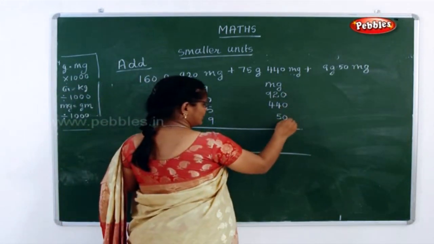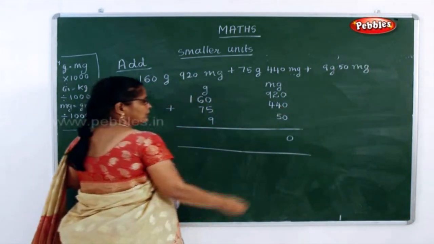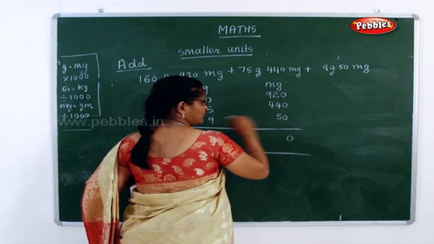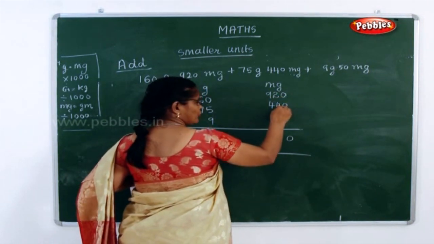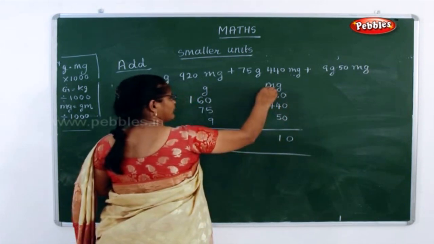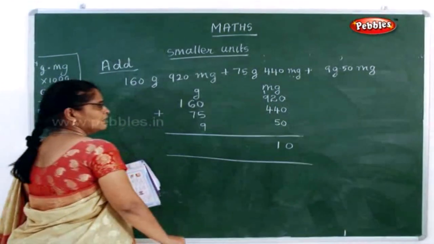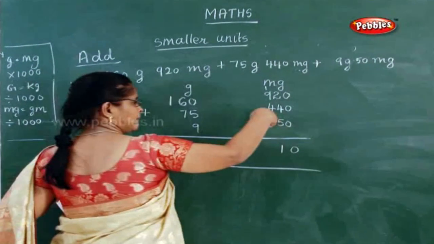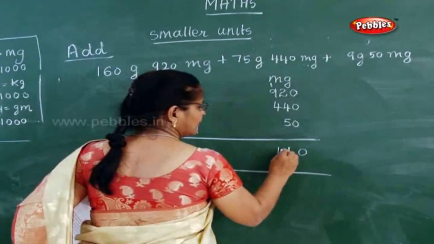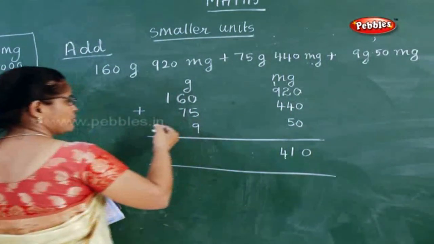0 plus 0 plus 0 is how much? It is 0. Now what is 2 plus 4? 6. 6 plus 5 is 11. Now you have to put 1 here. Now what is 1 plus 9? Very good. 10. 10 plus 4 is 14.